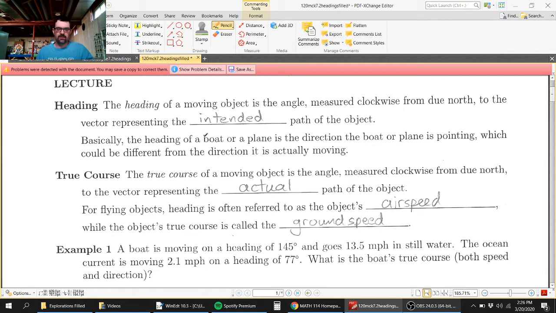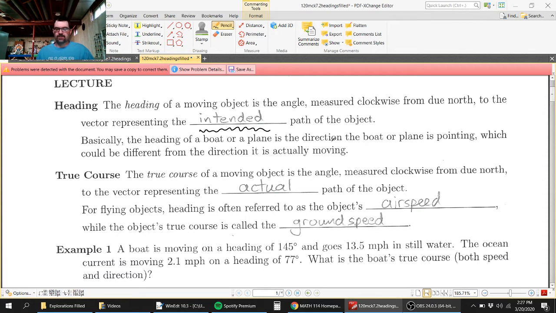So number one, by heading, we're talking about the direction an object is pointing or facing, where if there was no wind, no water movement, that's the direction it would go, as opposed to the true course of something, which is a vector. And we didn't talk about these things until now because we hadn't talked about vectors until now. So the heading of something is a vector that points in the direction they're going and how fast they would be moving without moving wind or water. The true course is the direction this object is actually moving and the speed it's actually going.